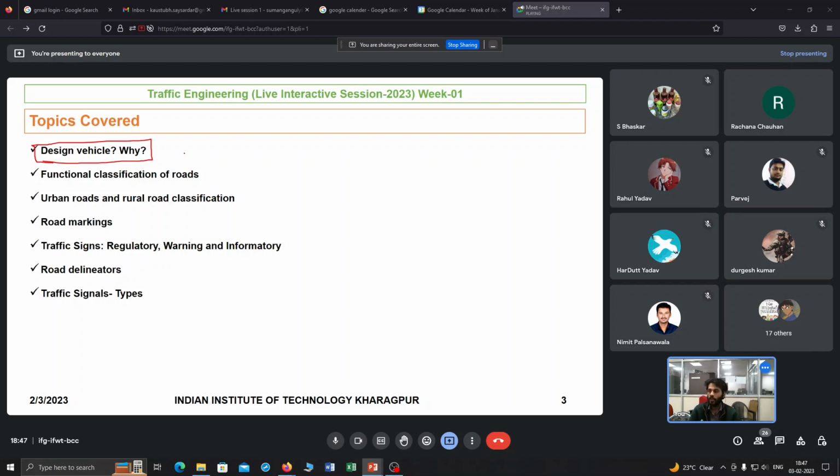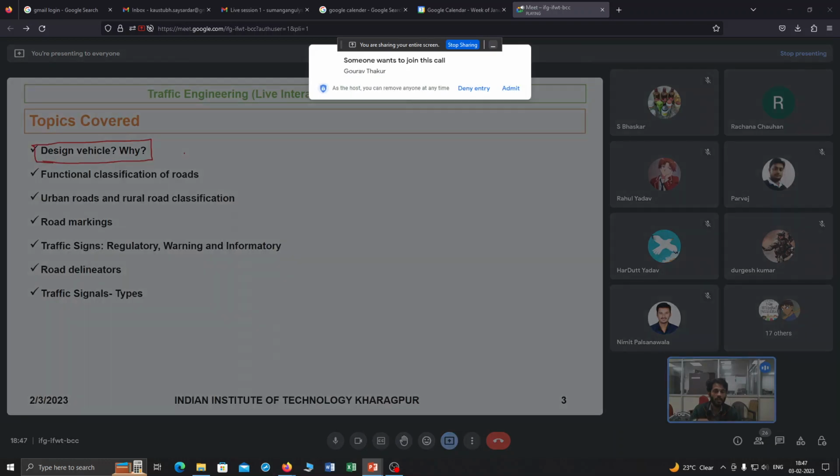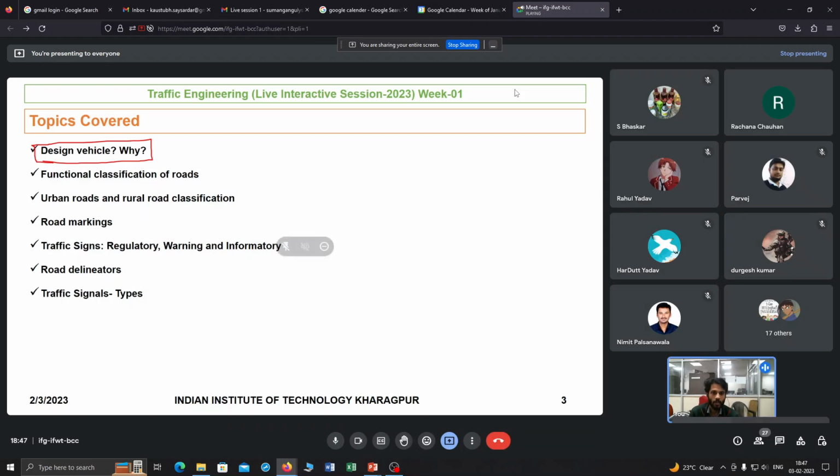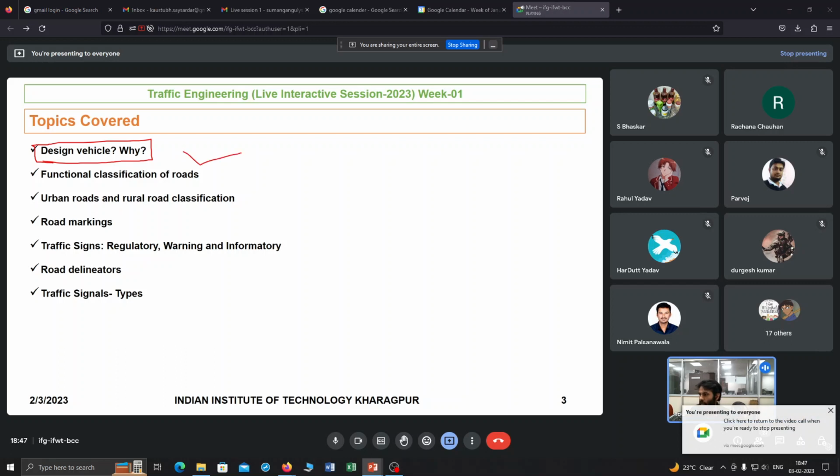So we need a design vehicle, which idealizes that my perception reaction time is this, and my other things are assumed to be this, right? Based on this I will design the geometric and other features of a road. So that's why we need the design vehicle.